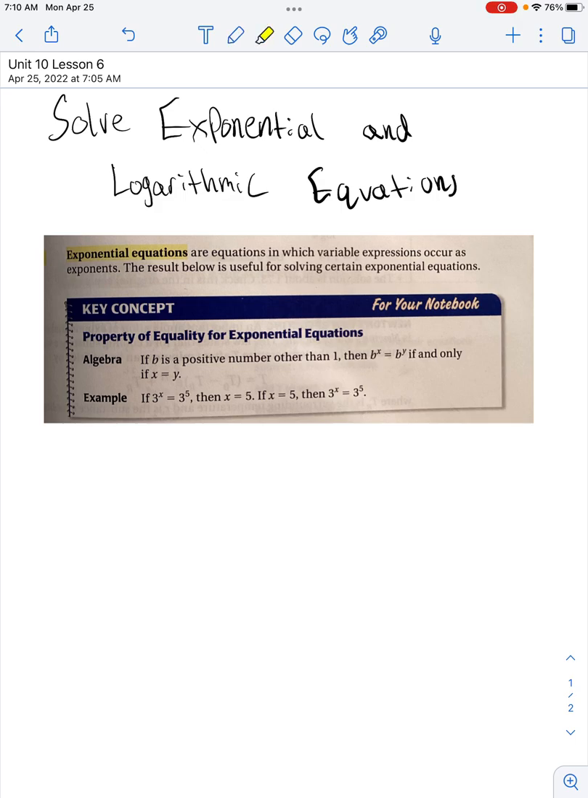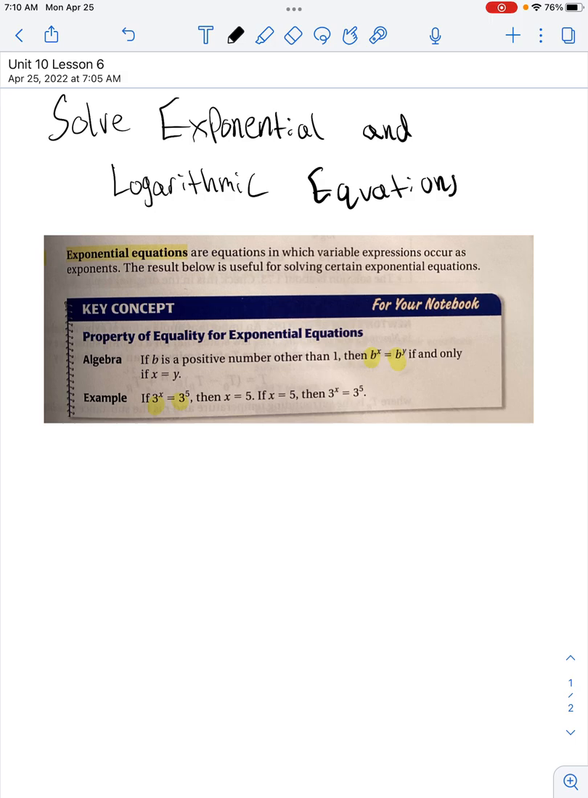And this can be useful when we have the same base, so whatever our base is, base of b. If b equals 3, 3 and 3. If b equals 5, 5 and 5. If and only if x equals y. So if we look at this example, if 3 to the x equals 3 to the 5th, then x equals 5, because it's going to be 3 to the 5th equals 3 to the 5th.